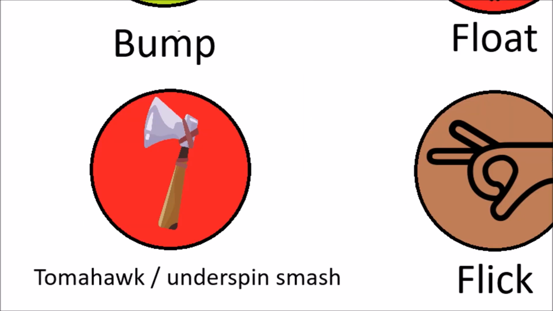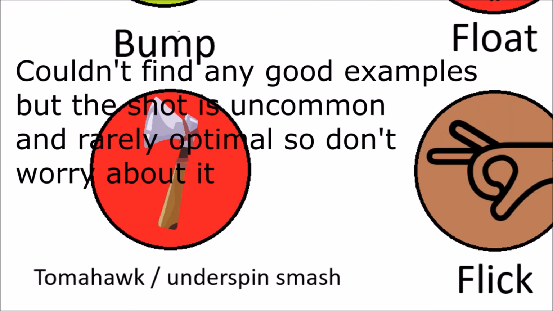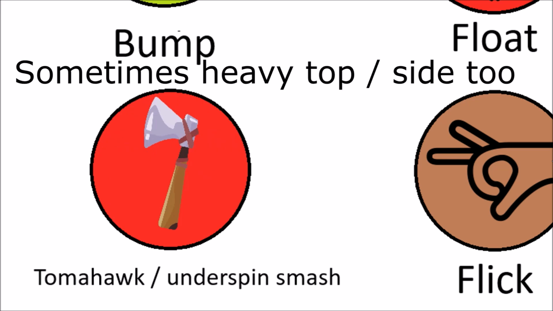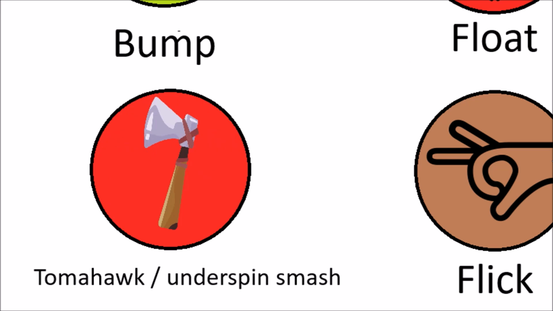A tomahawk or underspin smash is a very risky type of smash that puts heavy underspin on the ball. While risky, if executed correctly, this will normally win the point outright. There is both a standard tomahawk smash hit with the forehand rubber, and there's also a reverse tomahawk smash hit with the backhand rubber, although both of these shots are extremely rare at high levels.